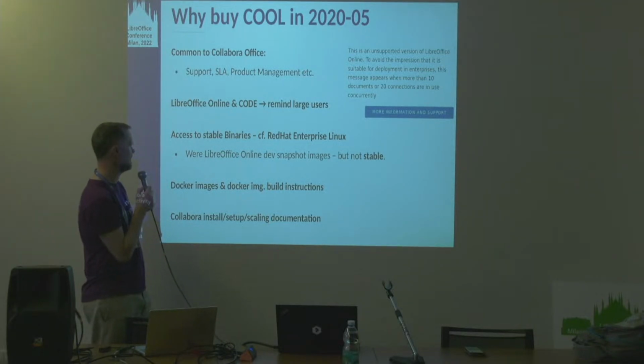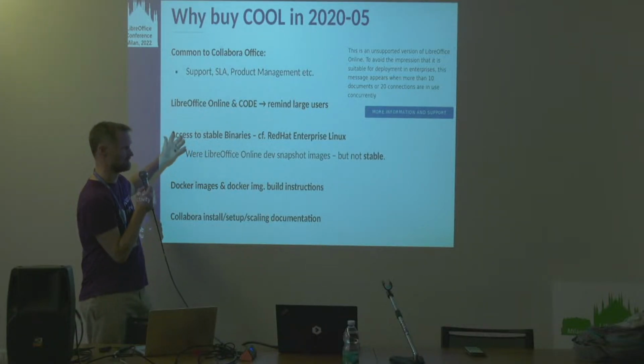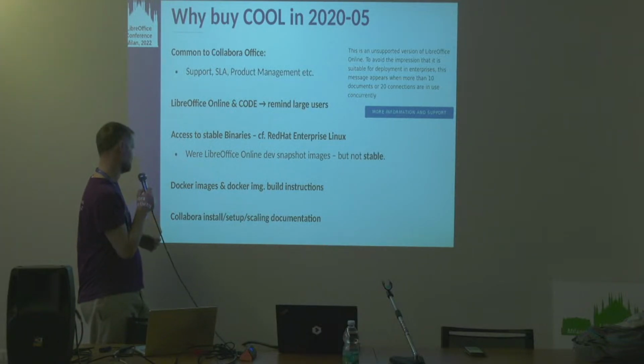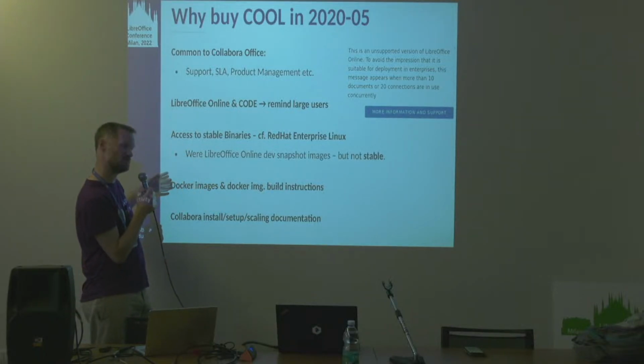So, yeah. There were LibreOffice Online development snapshot images, but they weren't stable. They were there, you could get them, but they're not the bee's knees. And you'd also get Docker images, and you get build instructions and things to help you build your own Docker images. And you'd also get our documentation on installation, setup and scaling, which we published parts of, but was substantially closed at that time. Okay?